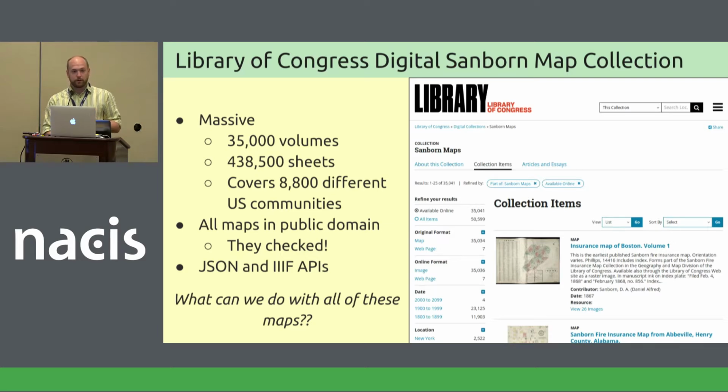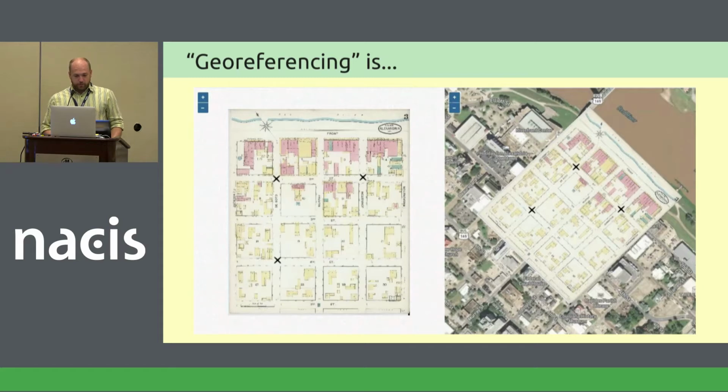And they created two different really great APIs, or application programming interfaces, to interact with this collection programmatically. One JSON one, and then they also have a IIIF server. So the question, of course, for me at this point was, what is a great new thing to do with these maps? Which will introduce this concept of georeferencing.